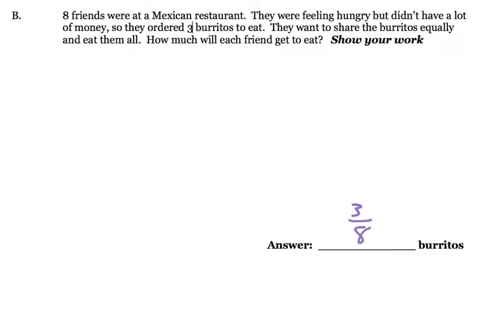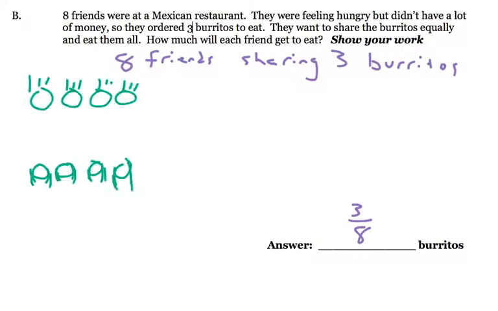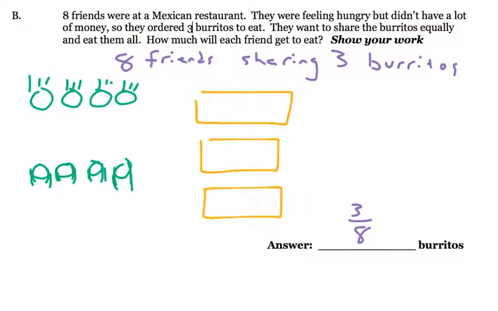Alright, so this problem had 8 friends, and they were sharing 3 burritos. So I'm going to start by setting up a picture to represent that. So here's my 8 friends, and here's the 3 burritos that they're sharing.